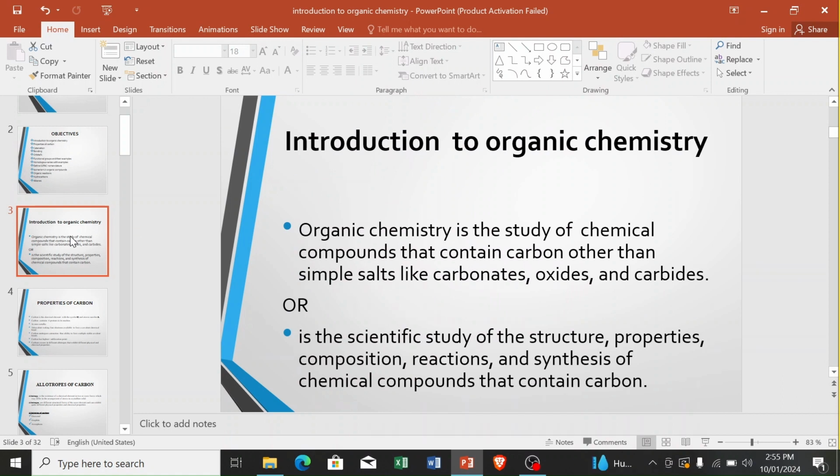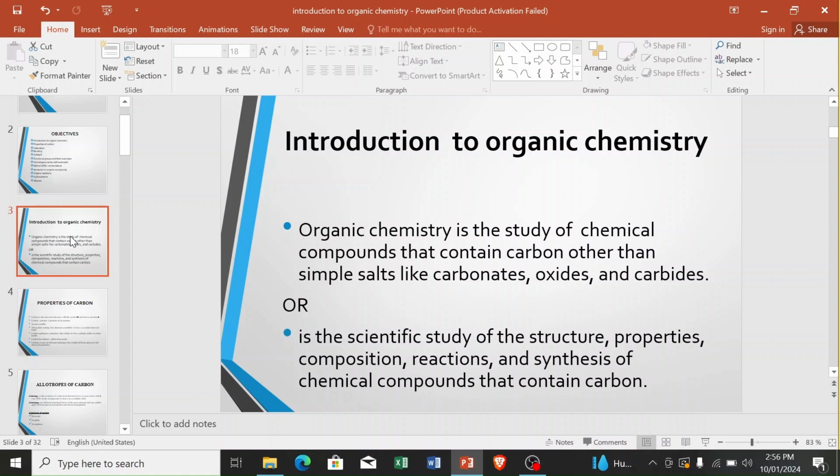Organic chemistry is the study of chemical compounds that contain carbon other than simple salts like carbonates, oxides, and carbides. So all those other chemical compounds that have carbon atom in them other than salts of carbonates. Of course, we know that a carbonate has carbon and oxygen, oxides have an oxygen component in them, and as well as carbide has carbon, and then other elements of the periodic table.